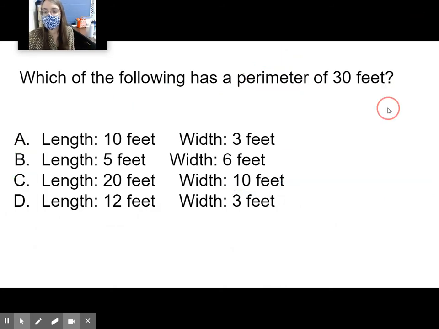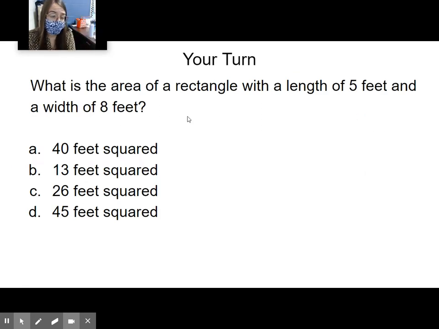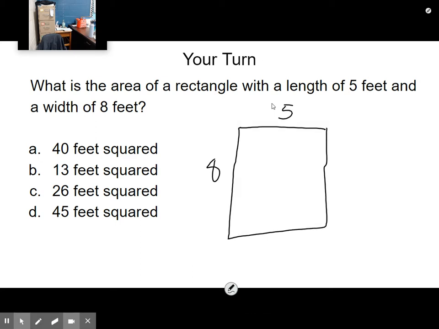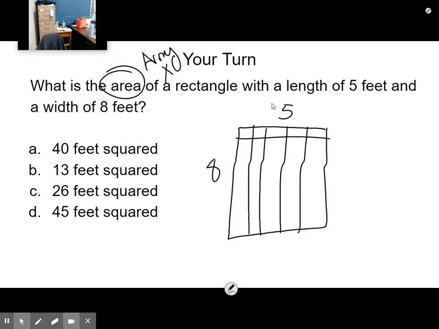All right. So now let's talk about area. Remember, area, array, multiply. Area, array, multiply. So what is the area of a rectangle with a length of 5 feet and a width of 8 feet? I'm going to first draw the rectangle. So we have a length of 5 and a width of 8. Okay? Now, since it's area, I know I'm making an array, so I'm going to multiply. I have 5 columns, and I have 8 rows.